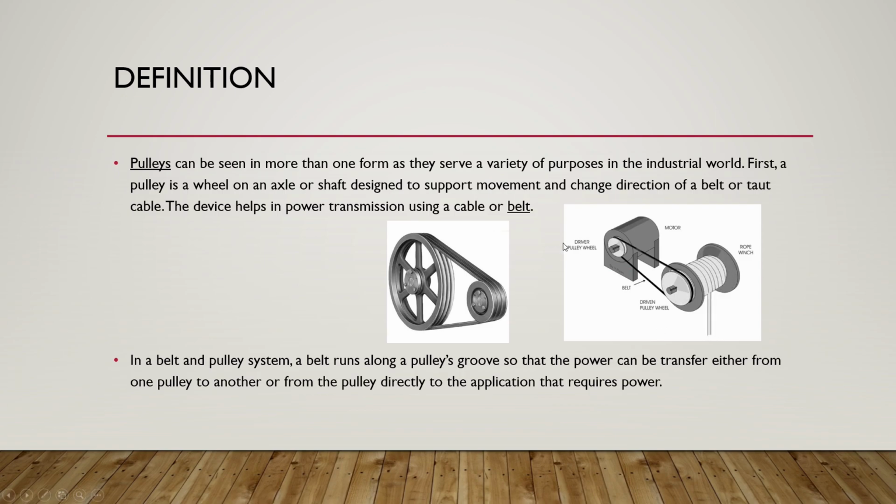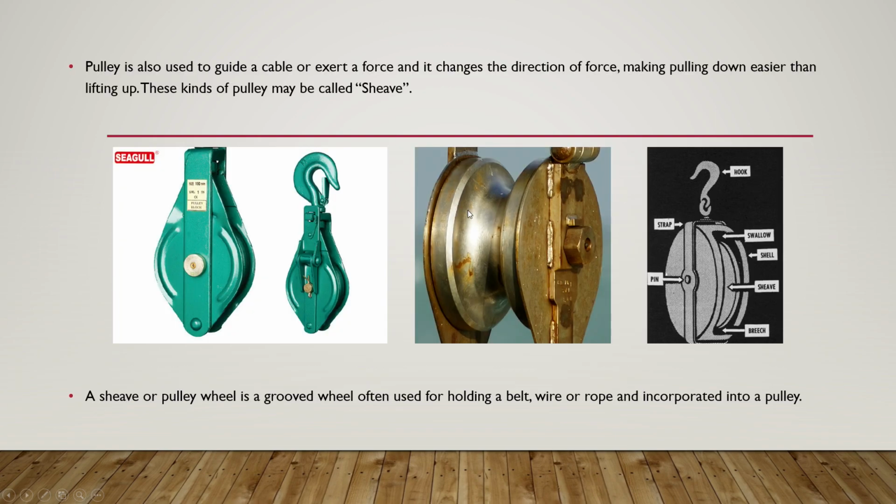As you can see here in the diagram, this circle is the pulley and attached to it is the belt. A pulley is also used to guide a cable or exert a force, and it changes the direction of force, making pulling down easier than lifting up. These kinds of pulley may be called sheave. A sheave or pulley wheel is a grooved wheel often used for holding a belt, wire, or rope and incorporated into a pulley.